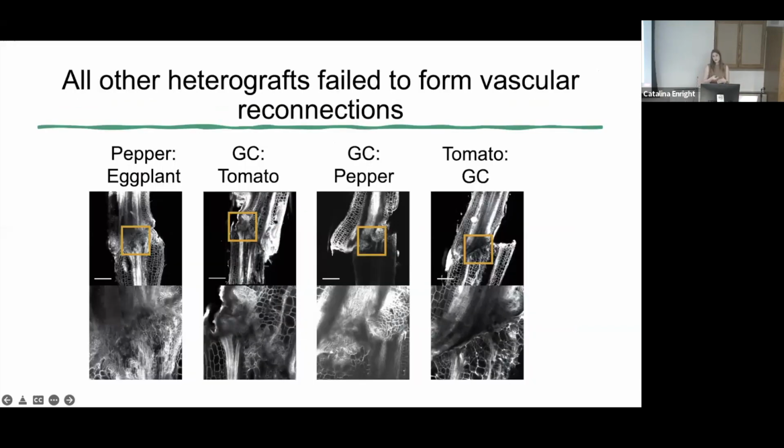And we see this with all of the other heterografts. So we can kind of see some different things. For pepper eggplant, we see an overproliferation of cells. In the ground cherry tomato I showed you, we have undifferentiated cells blocking this, or you can have actually an air layer. So there was never contact and things just didn't heal.